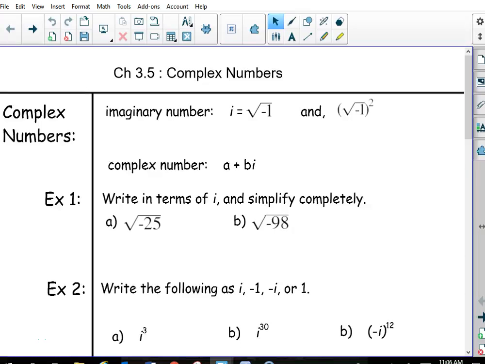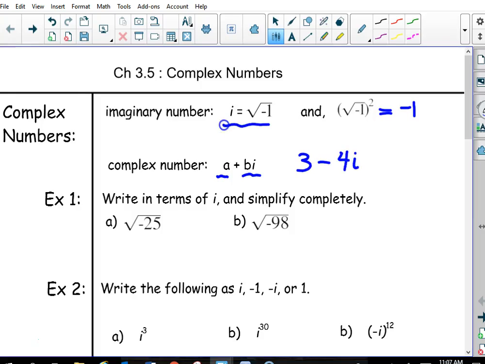All right, chapter 3.5 has to do with complex numbers, and complex numbers start with the imaginary unit. Remember, i is equal to the square root of -1. That allows us to factor that annoying negative out of radicals. And also remember, the square root of -1 squared is just -1. So a complex number has an imaginary part and a real part, such as 3 minus 4i. So the real part's 3, the imaginary part is -4i.